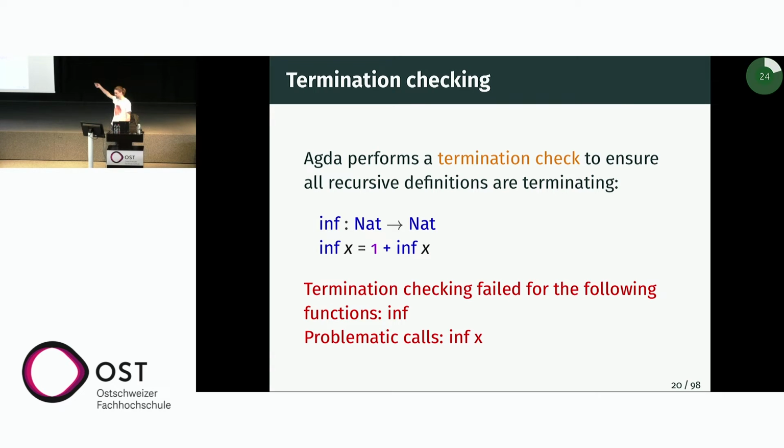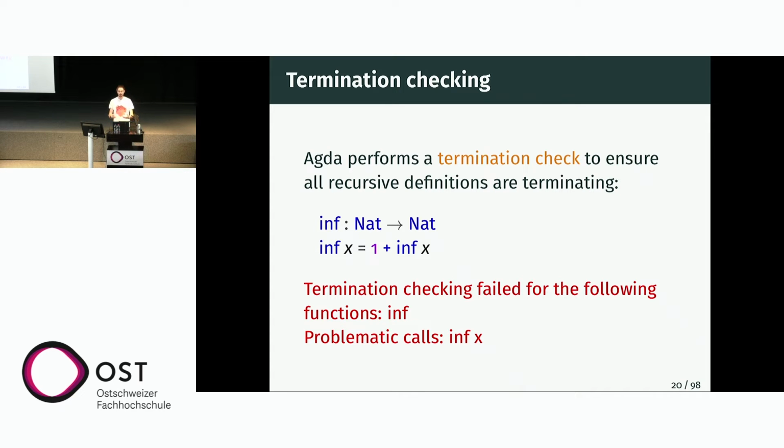Similar to that, Agda also has a termination check built in, and this will rule out any definitions where Agda is not sure that they are terminating. For example, if you write some infinite natural number that computes to 1 plus inf x, then the termination checker will catch this and not allow this function. This does also mean that sometimes there are functions that are terminating, but Agda doesn't see so, because the termination is kind of subtle or in a roundabout way.